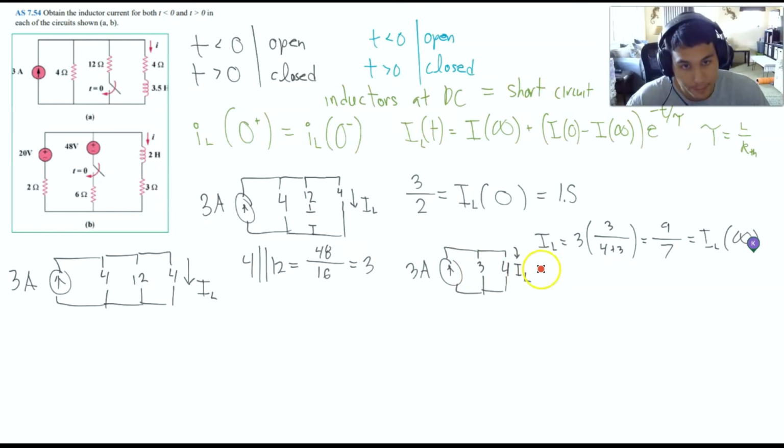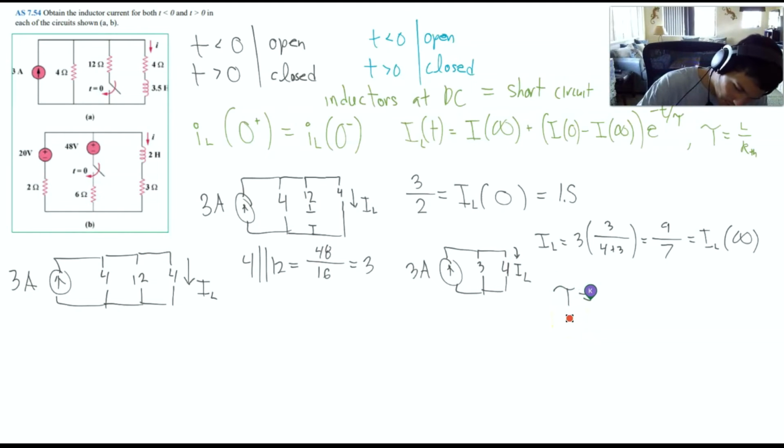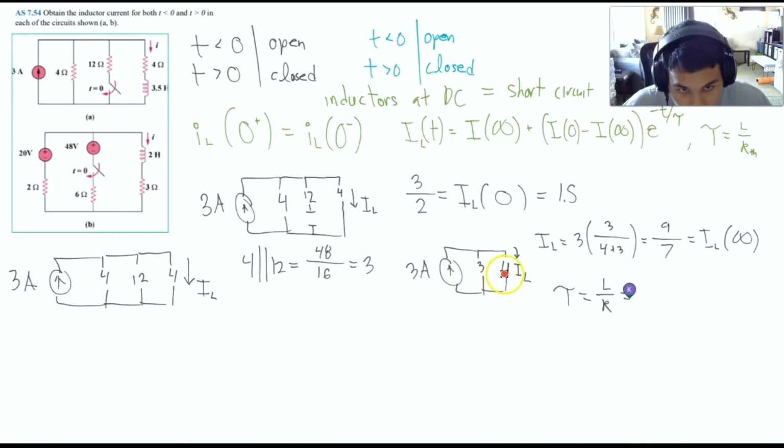Okay. Yeah, well, look at that. We already found enough information. Let's just write down what tau is. Tau is L over R, right? What is the resistance it sees at this point? So IL is right here.